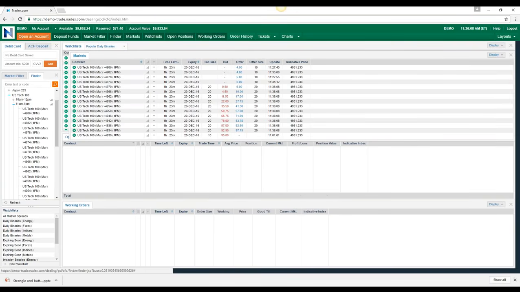Over here on the offer side, you see the price you can buy for. On the sell side, you see what you can sell for. Looking at the buy side here, it goes from $4 to $97. On the sell side, it goes from 50 cents to $95. So what is an in-the-money binary?